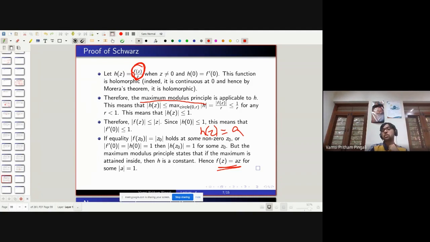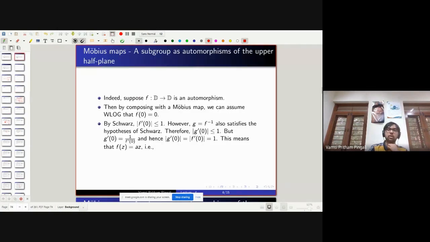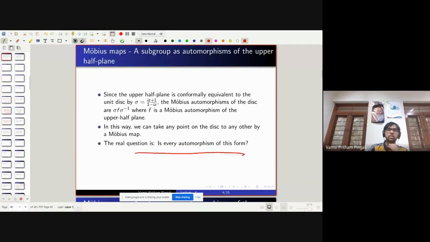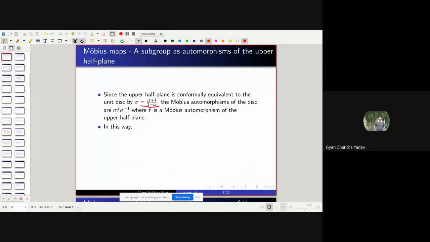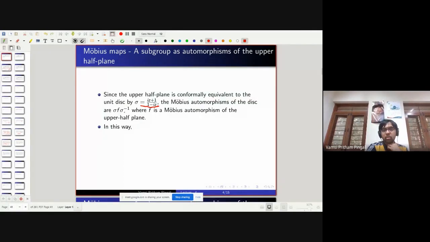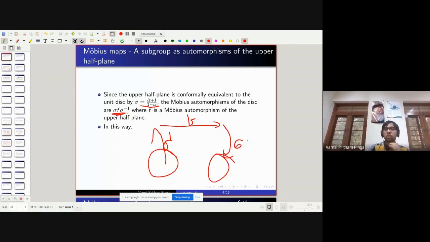From the unit disk to itself, if you want to get the automorphisms, you first map the unit disk to the upper half plane by means of sigma, where sigma is this. You map the unit disk to the upper half plane by sigma inverse, then apply a Mobius automorphism with real coefficients, and then map back by sigma to the unit disk. So the coefficients are not real.